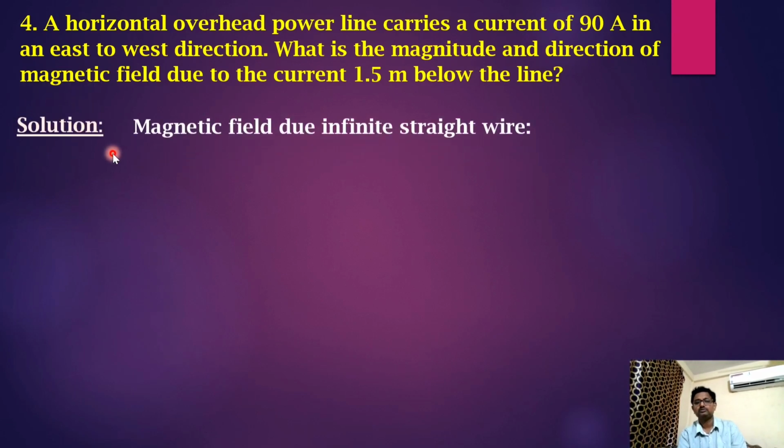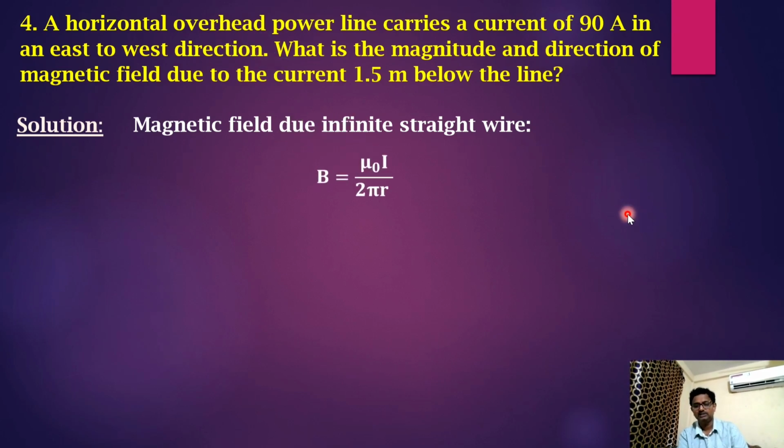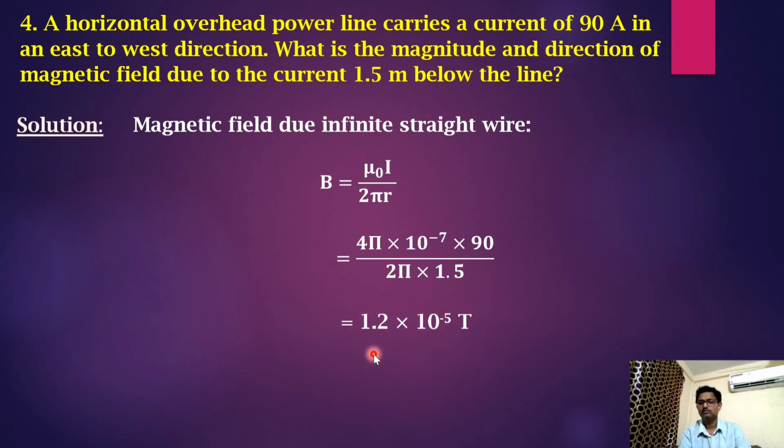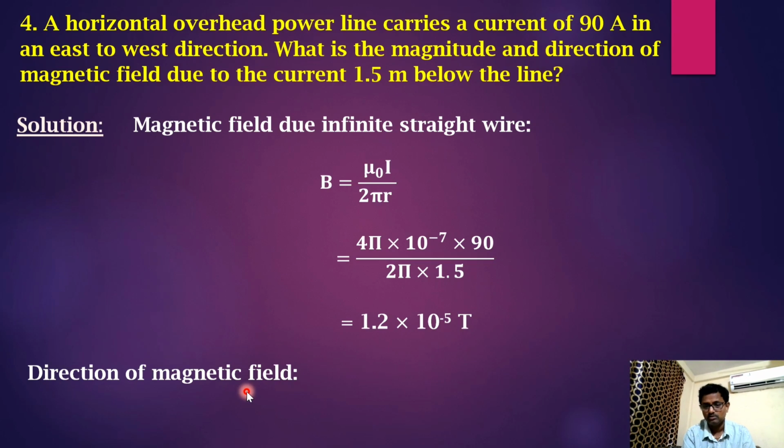Solution. Magnetic field due to an infinite straight wire, B is equal to mu naught I by 2 pi r. If you substitute mu naught as 4 pi into 10 power minus 7, I as 90 ampere, by 2 pi into r 1.5, then we get 1.2 into 10 power minus 5 Tesla. So we got the magnitude of magnetic field. Now we have to calculate the direction. If we apply the right hand thumb rule, the direction of magnetic field is towards south.